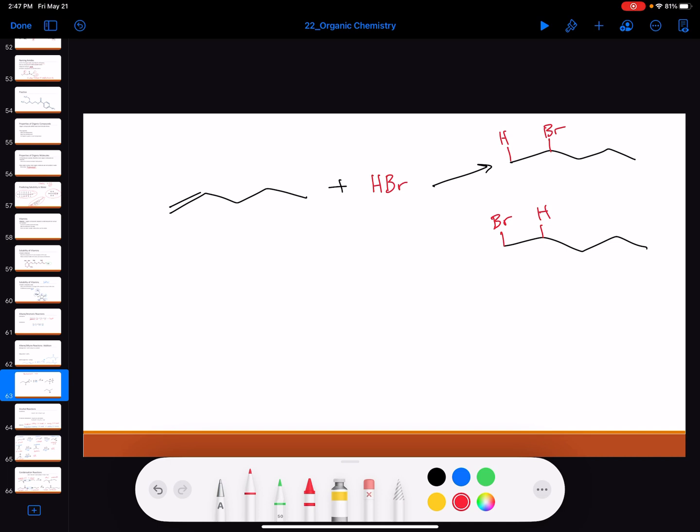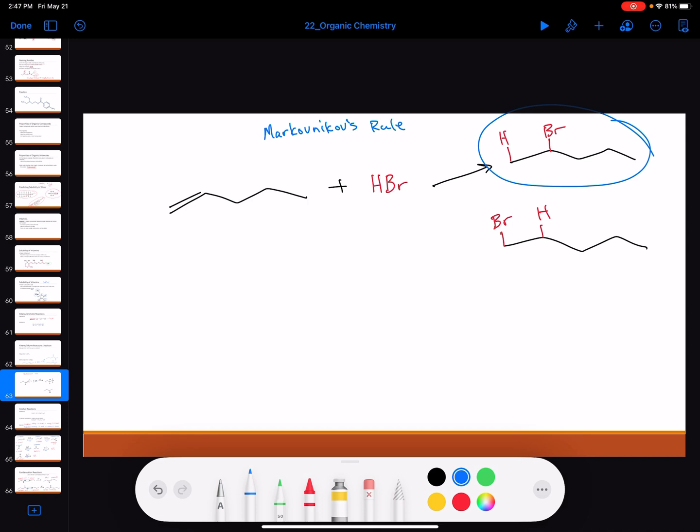It turns out that this is what we're going to get. You might say, how do you know, right? It's because of a tricky little rule called Markovnikov's rule. And I don't even know if I'm spelling that right, but Markovnikov's rule. Okay, a Russian chemist who figured this out, right?